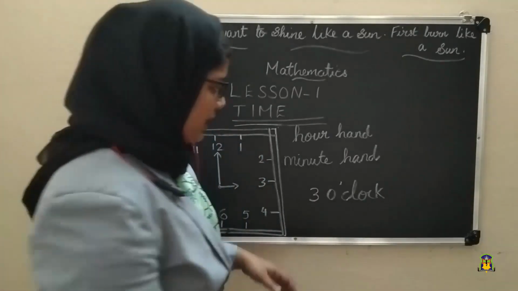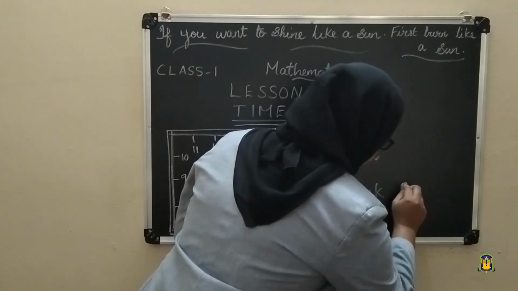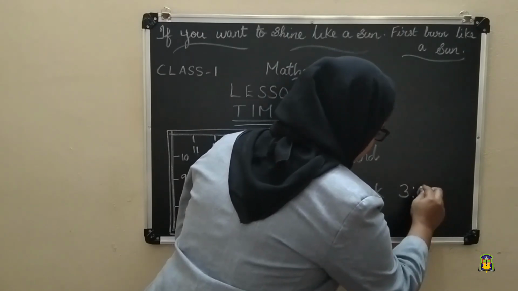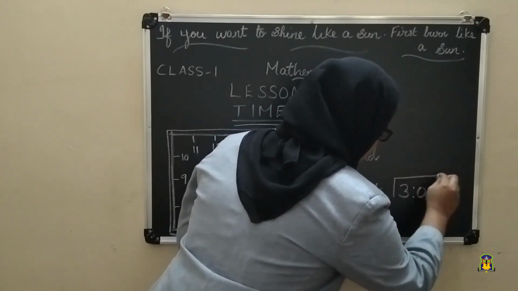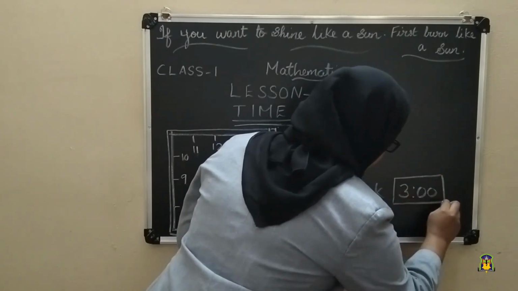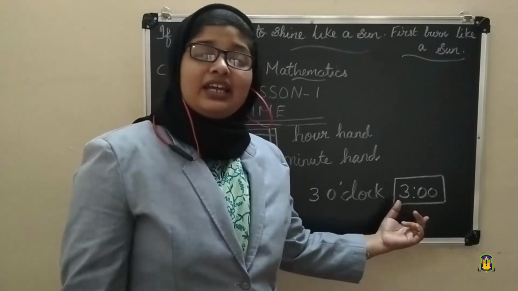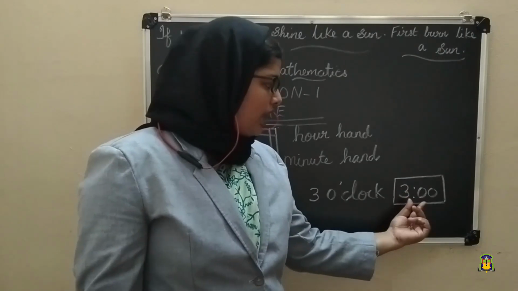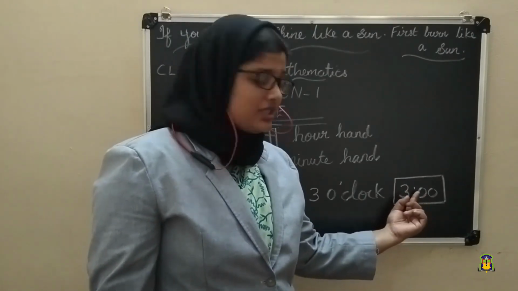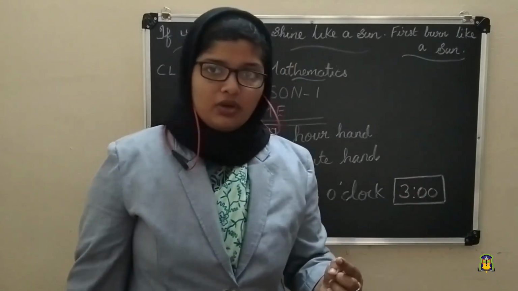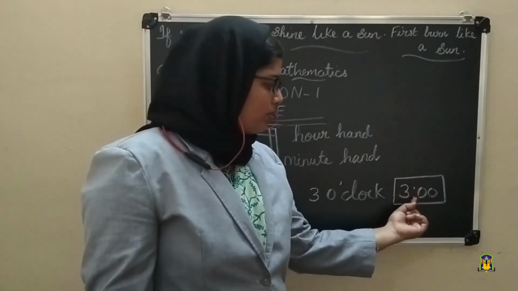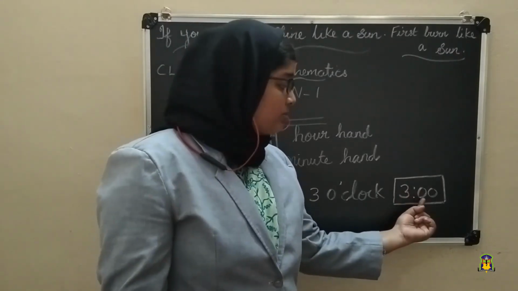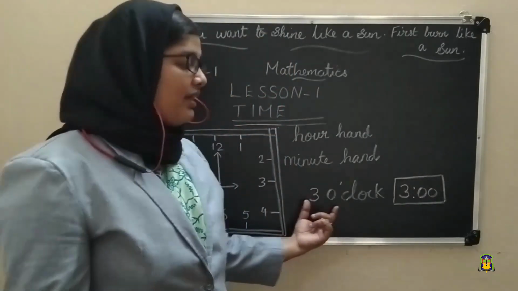Then we also write this 3 o'clock in numbers. Digital. So how will we write 3 o'clock? We have to write 3, then put 2 dots, then write 2 zeros. So this is the digital one. We are writing the time in this way: 3, then 2 dots, 2 full stops on top and bottom, then we have to write 2 zeros for representing 3 o'clock.